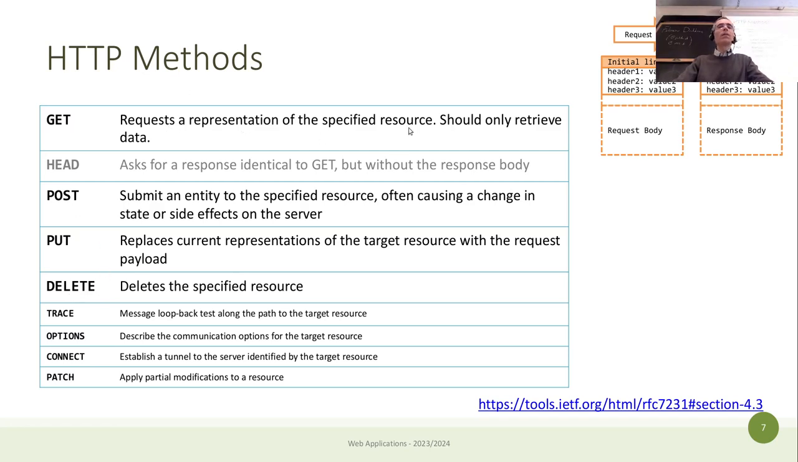Get retrieves a resource. Okay, post submits something to the server, typically changing the state of the server. So the server stores the information that we send with the post. Put replaces some information on the server. So it's a bit different from the post. The post creates something and the put replaces something that already exists. And delete, of course, deletes some resource on the server.